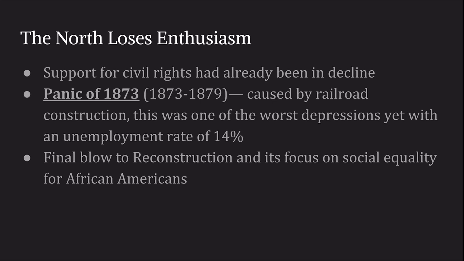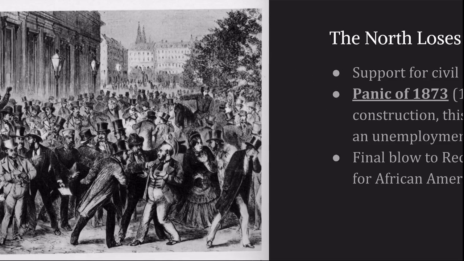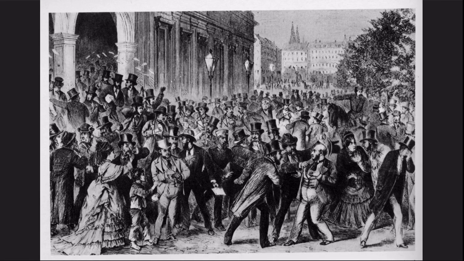Support had already been going down, and then the Panic of 1873 was a really, really bad depression caused by the railroad construction. It took the focus off of African Americans, and it made them a very low priority at this point.